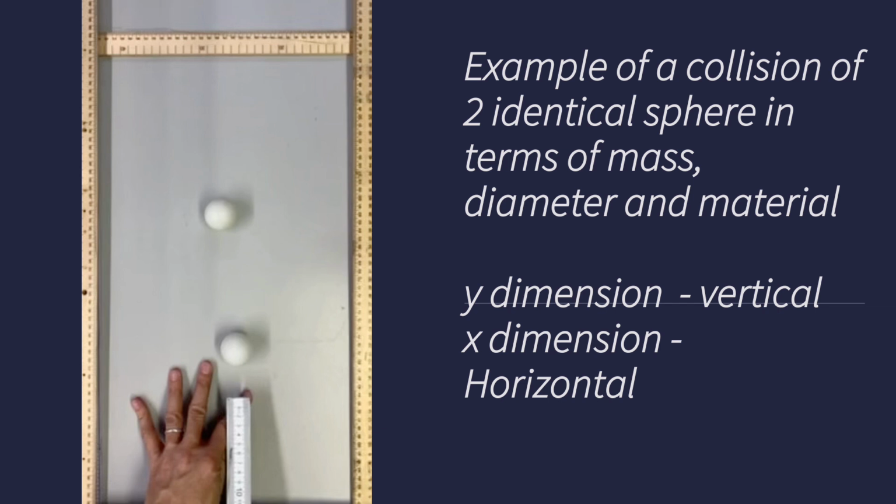Two spheres, identical mass, diameter, and material. What's going to happen is one is going to be propelled, and I'm going to call it the y dimension. I say vertical, what I mean is up and down as you're looking at it, because actually it's horizontal. And an x dimension, which is left and right.